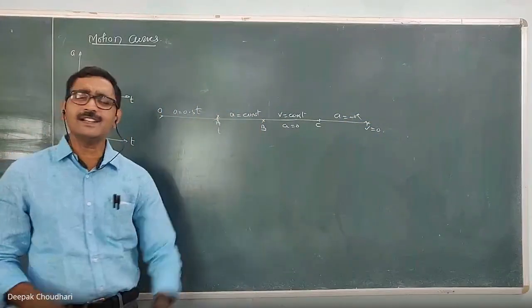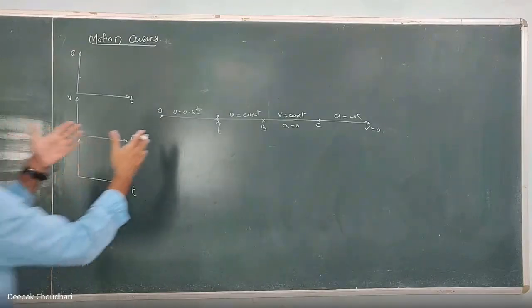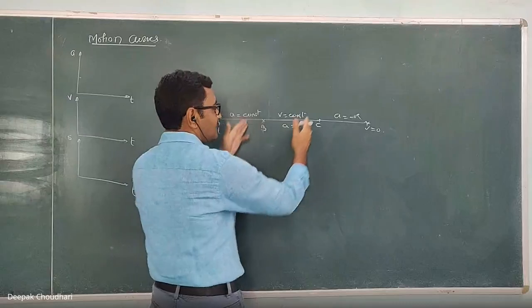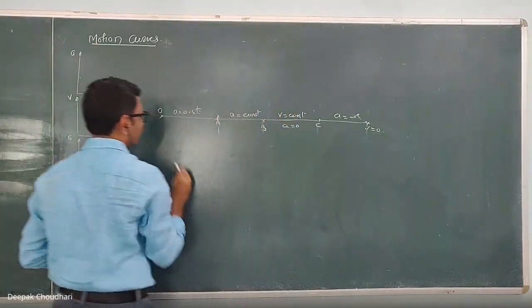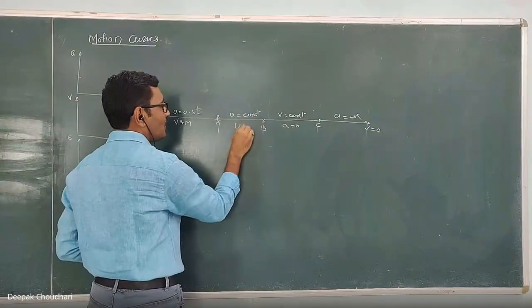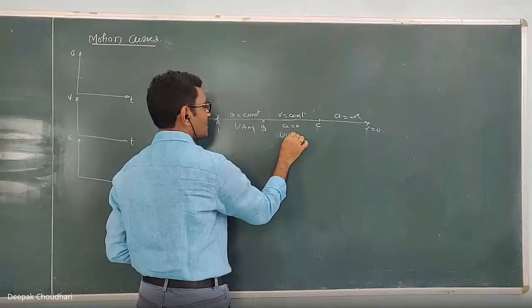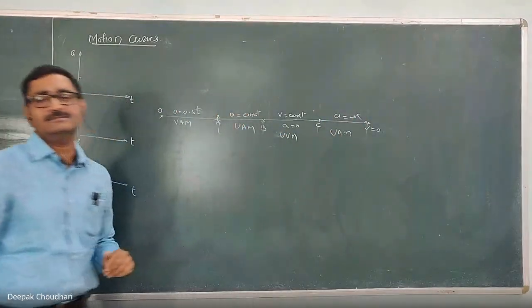Means here the particle is continuously in motion, but the type of motion or its acceleration varies in different intervals. In this interval, the acceleration is different. In this interval, the acceleration is different. Here the acceleration is different. Here the type of motion is also different. From O to A, it is variable acceleration motion. From A to B, it is a uniform acceleration motion. From B to C, it is a uniform velocity motion. And this is again a uniform acceleration motion, but it is decelerating.